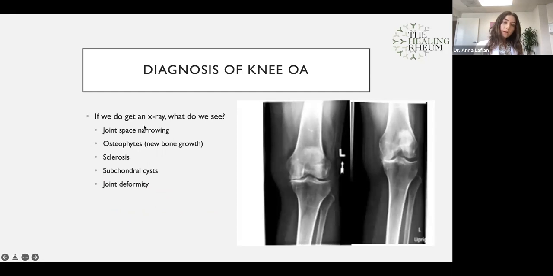So if we do get an X-ray though, what do we see? Again, we see joint space narrowing, right? And this is important because I added both of these views: this X-ray was taken when a patient was sitting, and this one was taken when the patient was standing. The reason why this is really important to do is because when you're sitting, the joint is offloaded. You don't really have that pressure of the weight of the body on the joint.